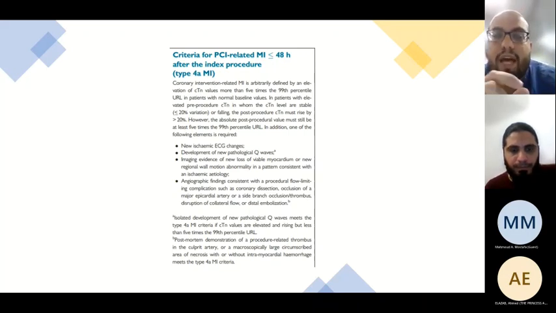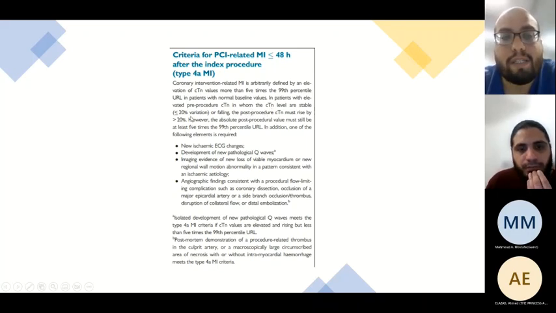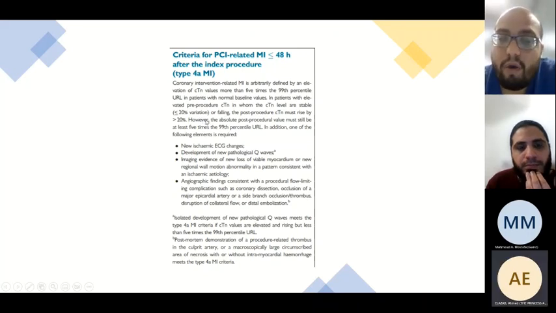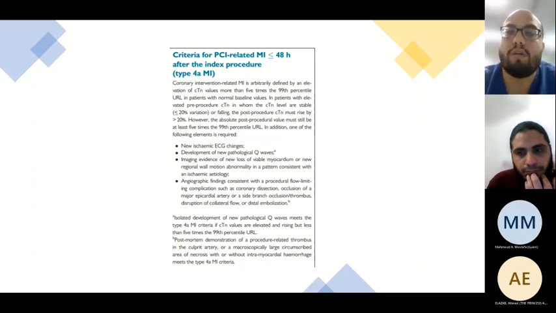By that time, you need to have 5 times the upper reference limit, or if someone does not have a normal troponin at baseline, you need a rise of 20%. However, the absolute post-procedure value must still be at least 5 times the upper reference limit. So you may see the patient in 2 different contexts. Either the patient comes back with a baseline troponin that is normal, and then develops chest pain. In order to consider discussing again with the tertiary center, or reloading the patient with antithrombotic treatment, you need a value 5 times higher than the upper reference limit of your normal lab levels.